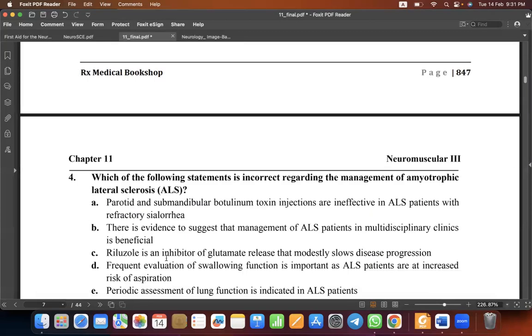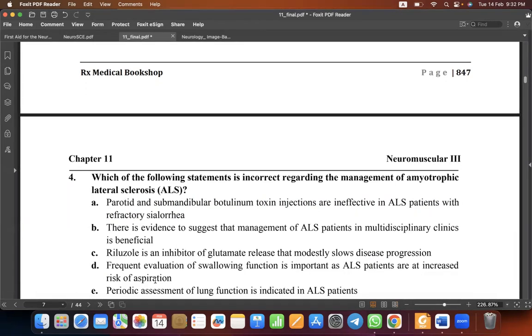Riluzole is an inhibitor of glutamate release. Of course, it is. Glutamate excitation is associated with more nerve damage and muscle damage as well. However, riluzole will inhibit the glutamate release, so the nerve supplying the muscle is protected, and I guess the disease progression is slowed a bit. That's why riluzole has a survival or prognostic benefit of about 3 months. But it's a very small amount of time compared to the cost of riluzole.